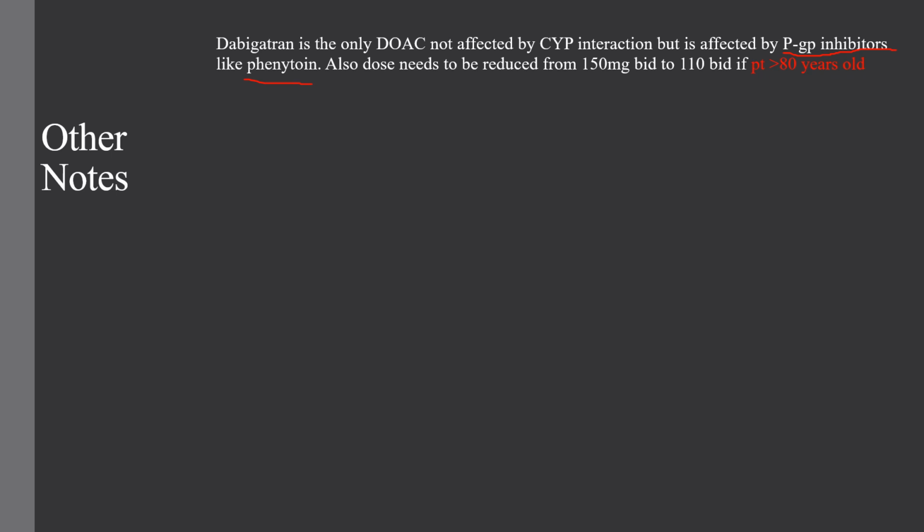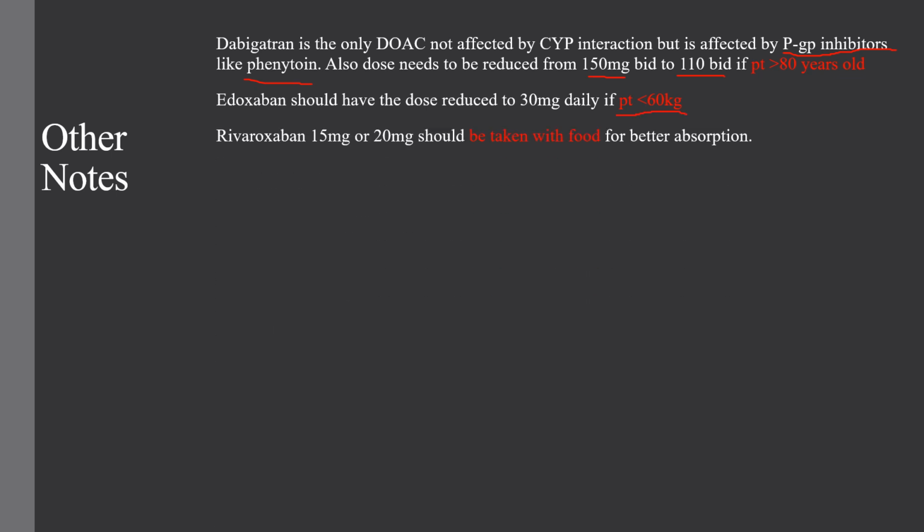Anyways, it also needs to be dose reduced from 150 milligrams BID to 110 if the patient is greater than 80 years old. And then edoxaban should have the dose reduced to 30 milligrams if the patient is less than 60 kilograms. Rivaroxaban, 15 milligrams, 20 milligrams, should be taken with food for better absorption. And then heparins can also increase the risk of osteoporosis, so you've got to watch for that falls risk, and that's why they're not usually used long term as well.